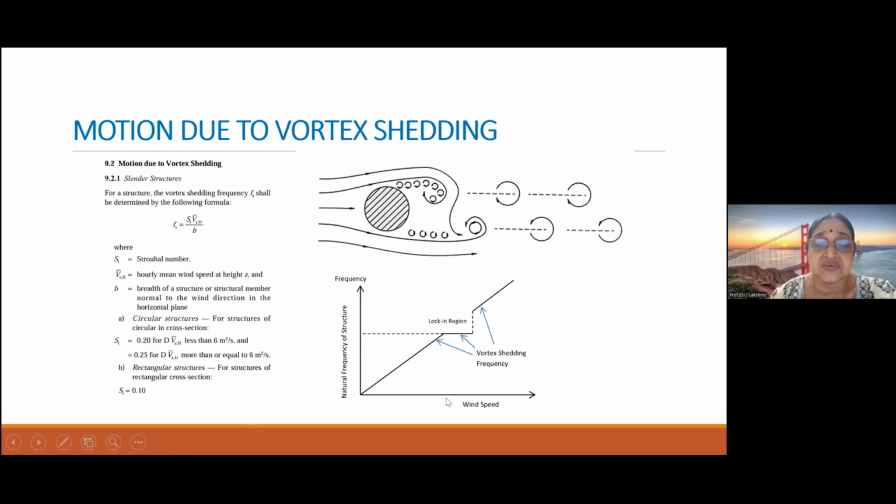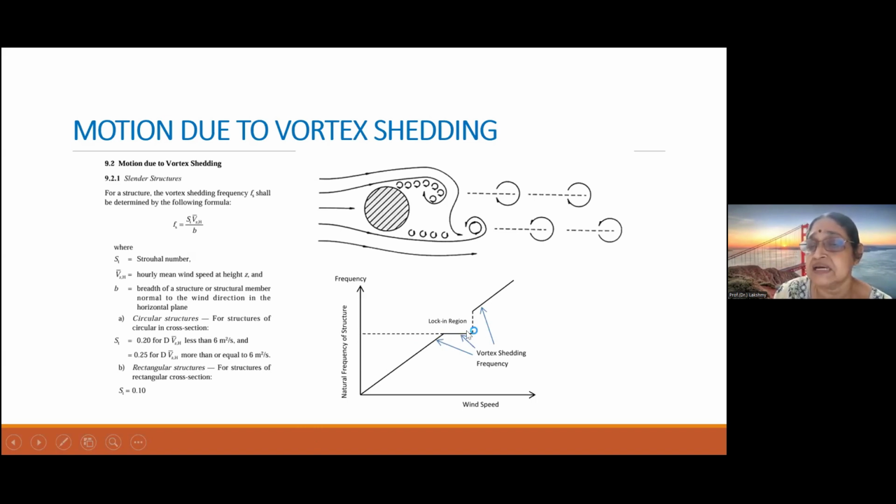Now, there is another interesting point to understand. Wind is there always, unlike the earthquake, which may be experienced for a particular duration and may happen once in a while. But when the vortex shedding frequency coincides with the natural frequency of the structure, then we call it vortex induced oscillation, and that will happen only at a particular range of wind speed.